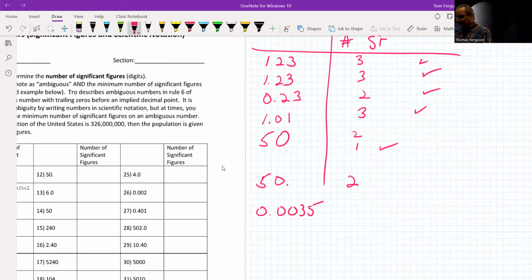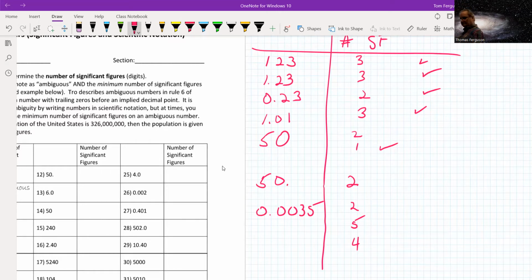How many sig figs is that? We have 2. What else? 5. 4. Okay. 2 is the correct one. Now the issue is going to come up. Zeros affect the significance of the number. We also have decimal points that are going to affect it.